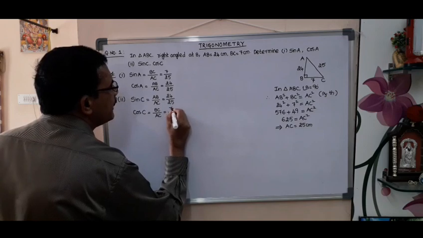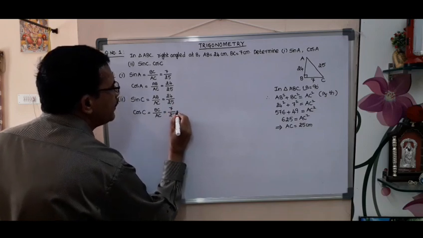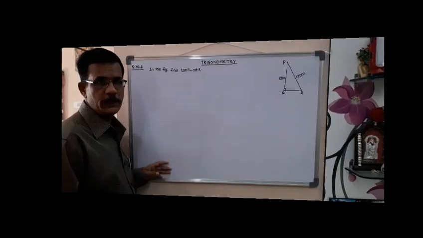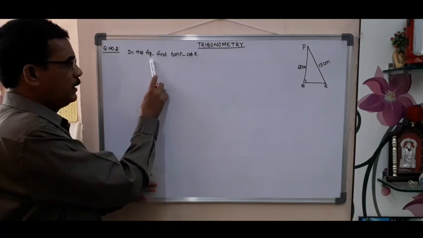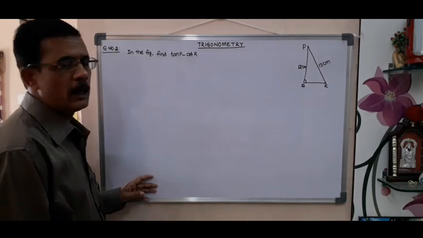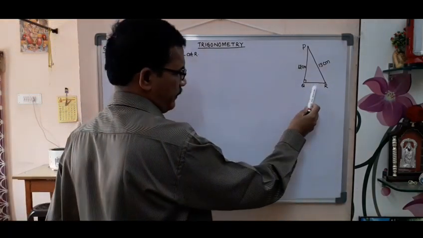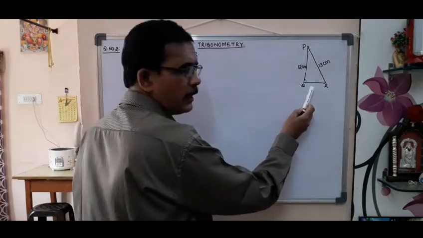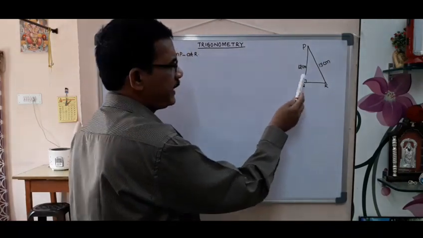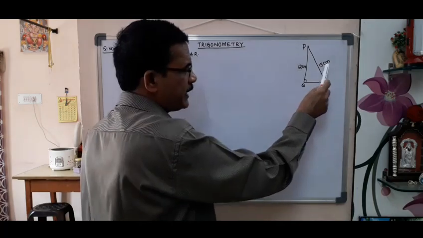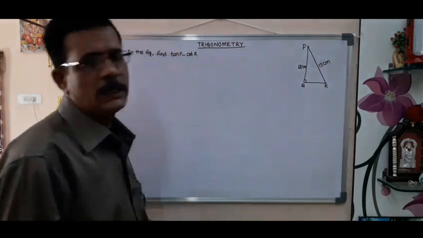BC length is 7 and AC length is 25. Question number 2. In the figure, find tan P minus cot R. Observe the figure. Here in triangle PQR, it is given angle Q is equal to 90 degrees and PQ is 12 centimeters, PR is equal to 13 centimeters.